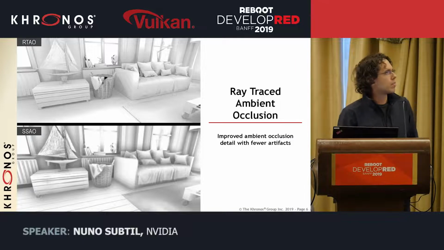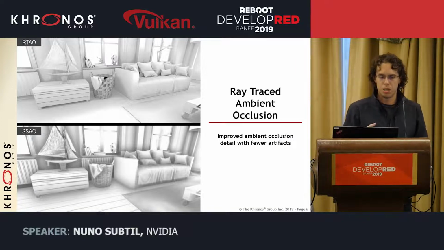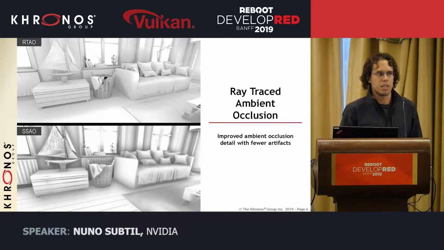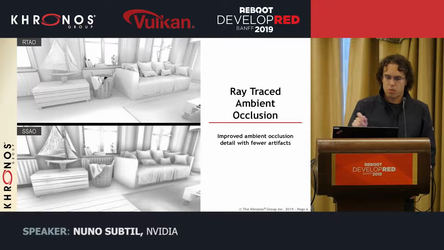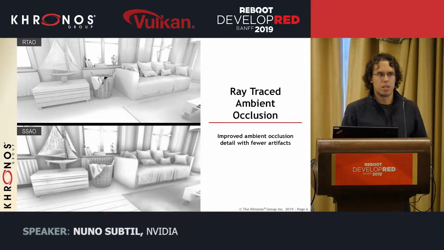So typical rasterizer-based approaches use screen space algorithms that rely on the depth buffer. You accumulate a depth buffer in your forward pass, and then what you do is you kind of ray march within the depth buffer for each pixel that you're evaluating for AO.